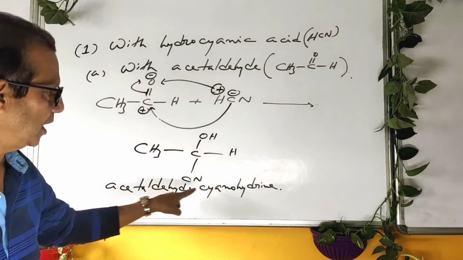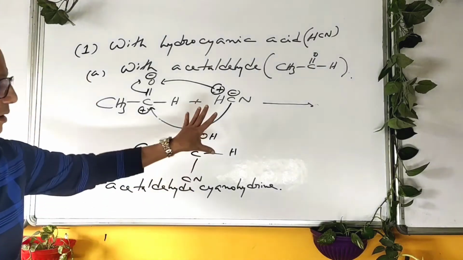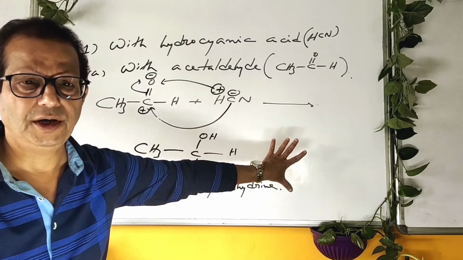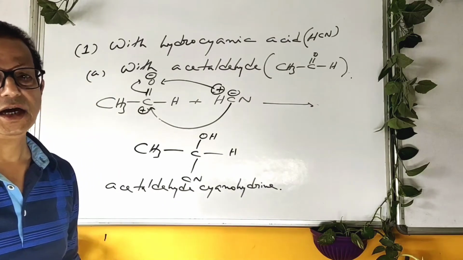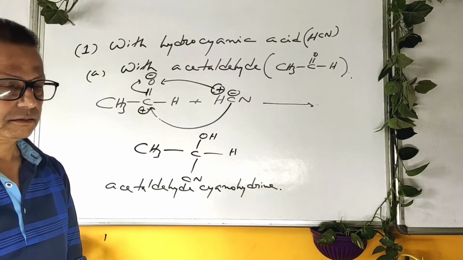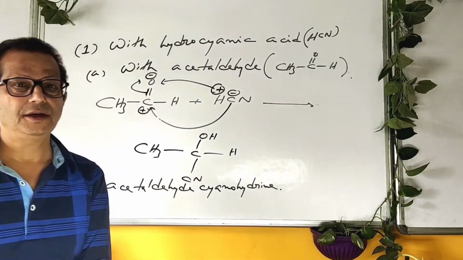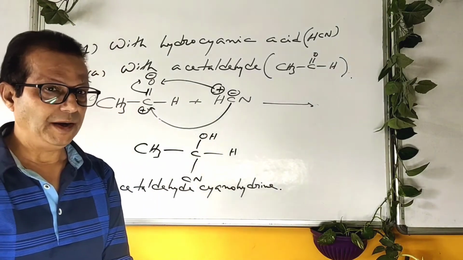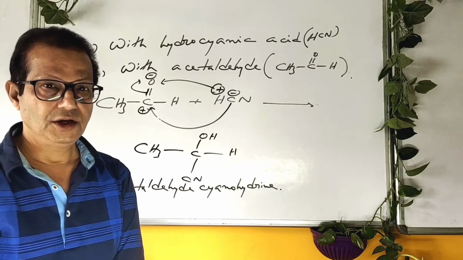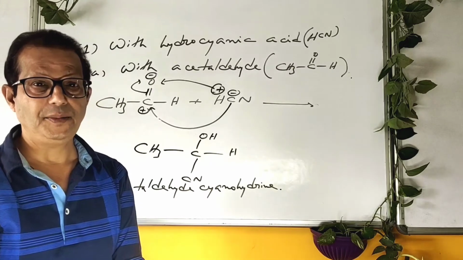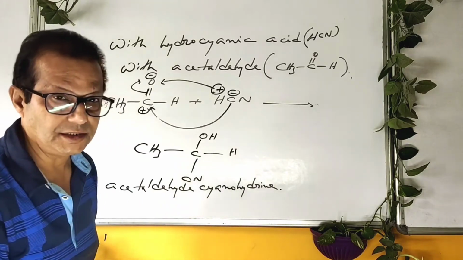So acetaldehyde cyanohydrin is formed. This is an addition product. This is the question, okay? If the question comes, what will happen when acetaldehyde reacts with hydrocyanic acid? Up to this, write it. But if the question comes, what will happen when acetaldehyde reacts with hydrocyanic acid followed by acid hydrolysis? I repeat, followed by acid hydrolysis. Then only write the next step.